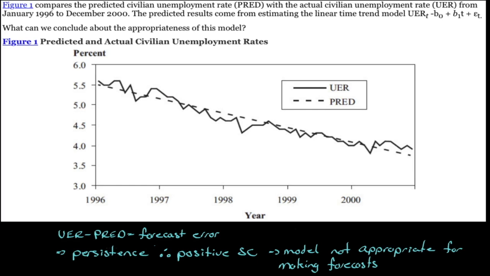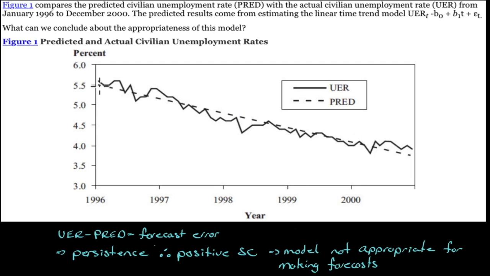Okay, we're still looking at LOSA here, but we're going to look at this model we did in problem number 1. This is problem number 2. Let's see what we have. Figure 1 down here compares the predicted civilian unemployment rate with the actual civilian unemployment rate from January 96 to December 2000. That's the linear trend that we just did.